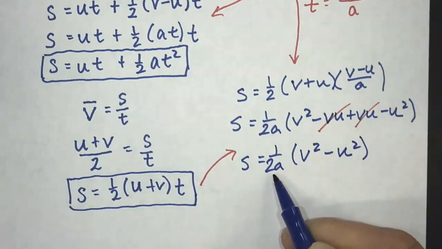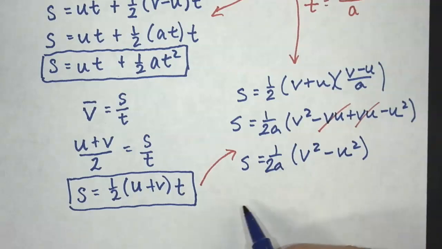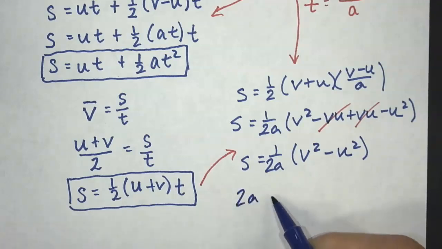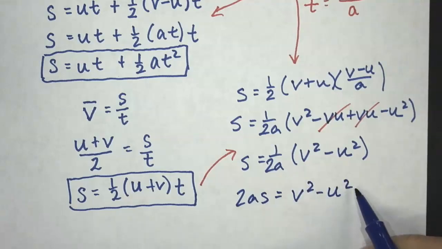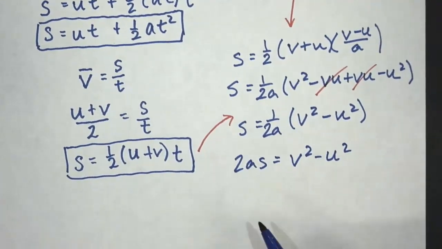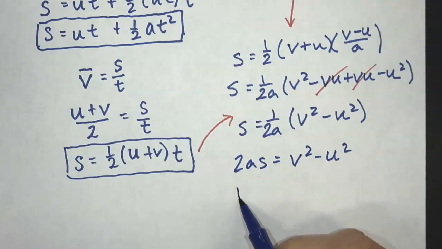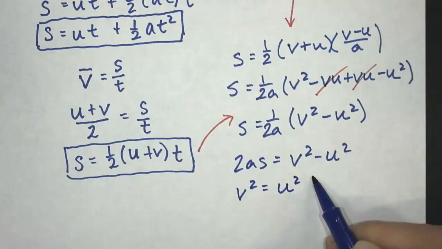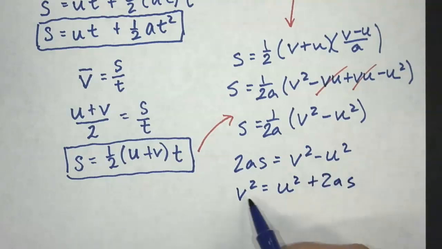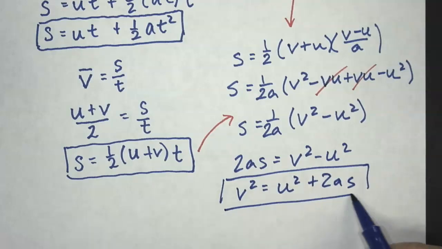Okay, and then I'm going to multiply the 2A on both sides to get rid of the denominator. So I get 2AS is equal to V squared minus U squared. And then we'll get our fourth kinematic equation here. If we solve for V squared, it's equal to U squared plus 2AS, and that is your fourth kinematic equation.